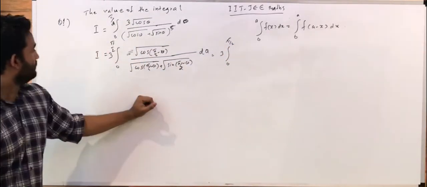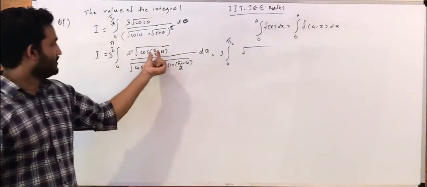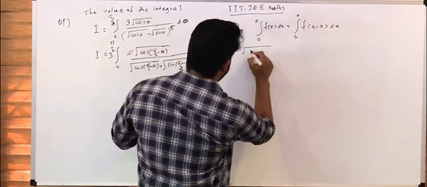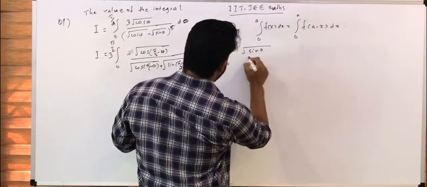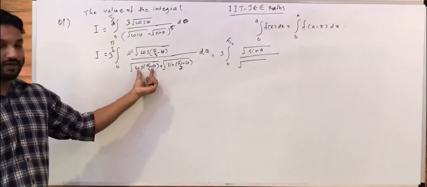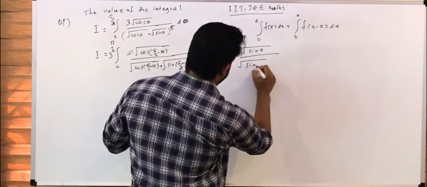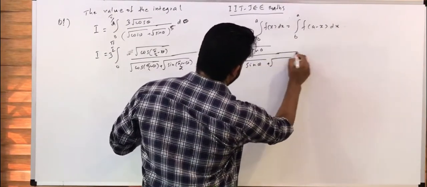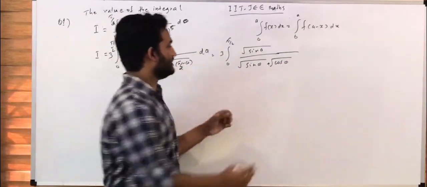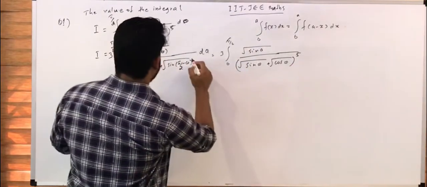This can be simplified, again using trigonometric identities, into 3 times integral 0 to pi by 2 of root of cos (pi by 2 minus theta), which we know is sin theta, divided by, similarly in the denominator, cos (pi by 2 minus theta) becomes sin theta, so root sin theta plus root of sin (pi by 2 minus theta), which is cos theta, all raised to 5.